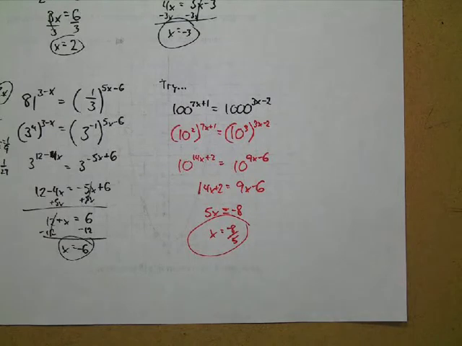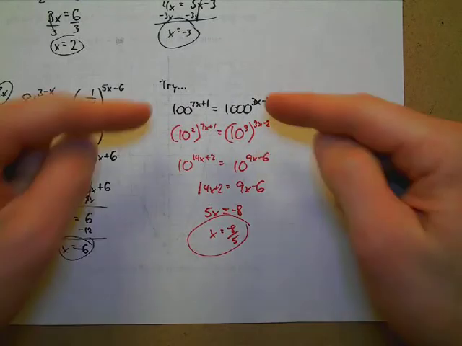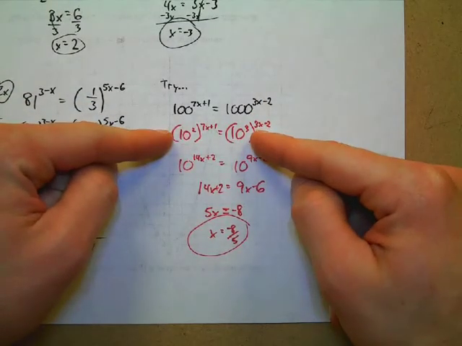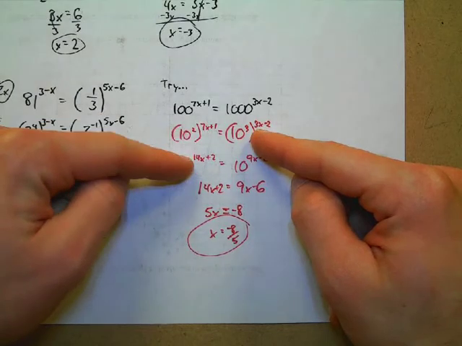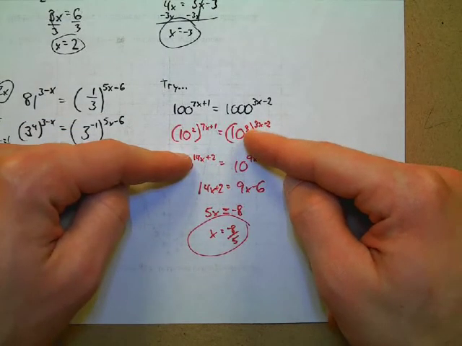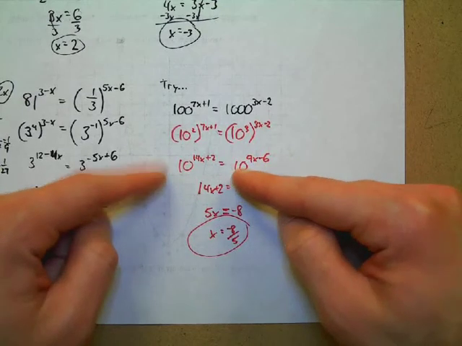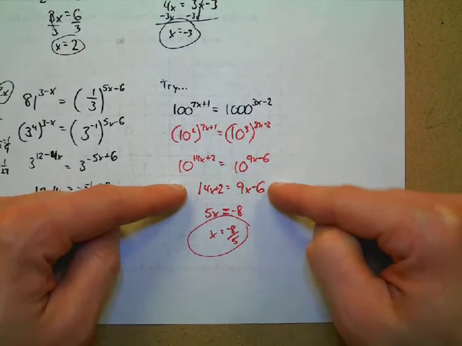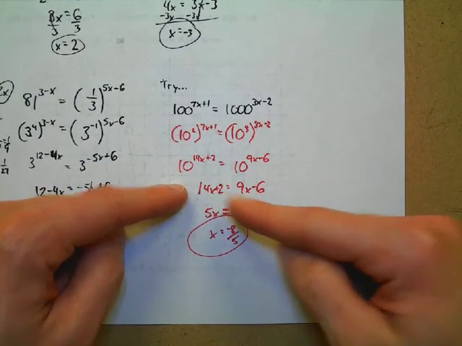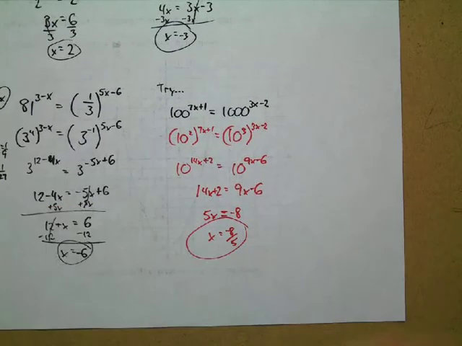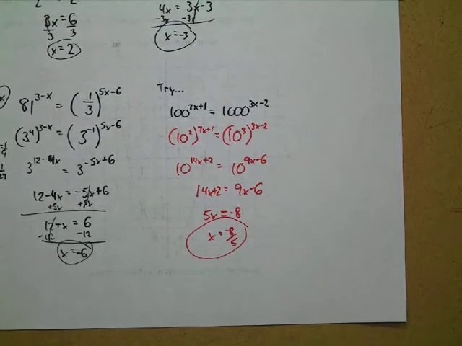Common base here is 10. Okay, 100 and 1,000 are both powers of 10, so 10 squared and 10 cubed. The 2 distributes to the 7 and the 1, so you get 14x plus 2. The 3 distributes to the 3x and the minus 2, so you get 9x minus 6. They have the same base. They're equal, so we're going to set the exponents equal. Subtract the 9x over, you get 5x. Subtract the 2 over here, you get negative 8. And then you divide both sides by 5. Negative 8/5 is your answer. Okay.